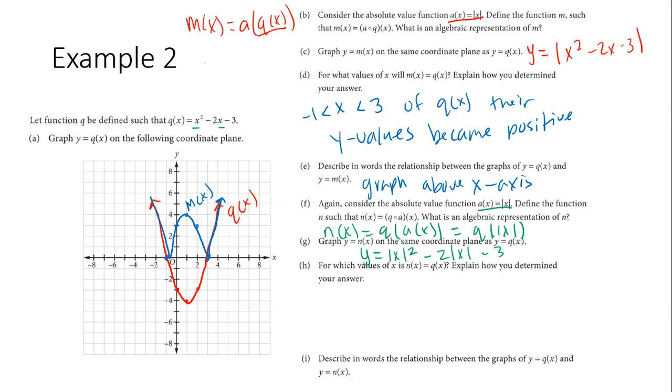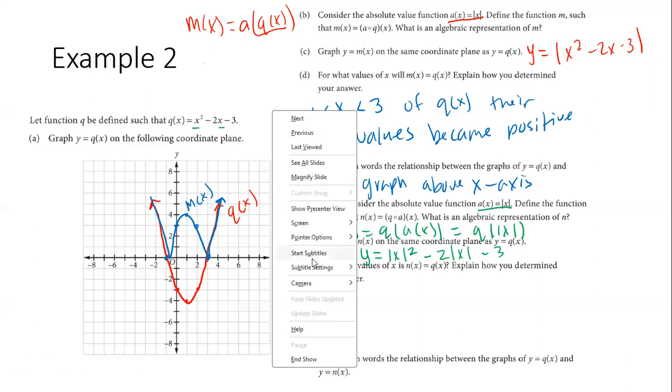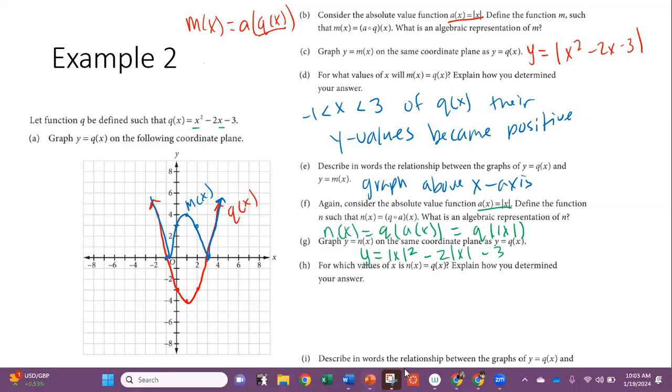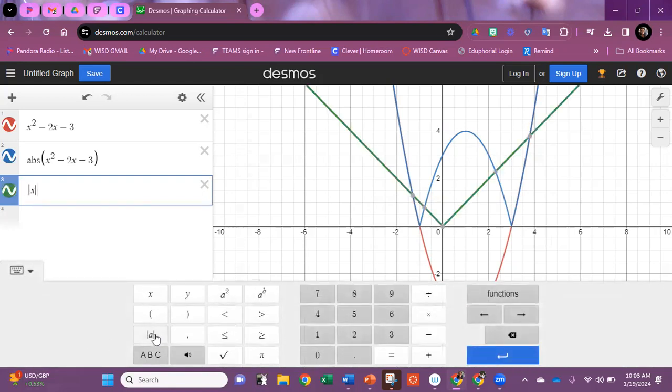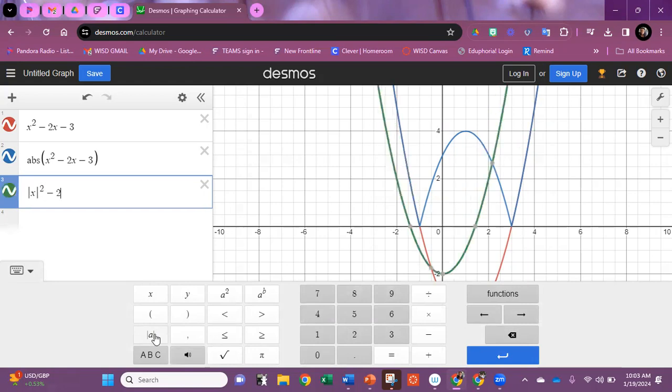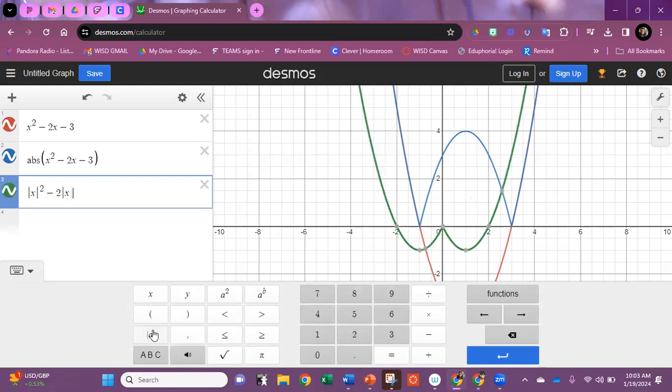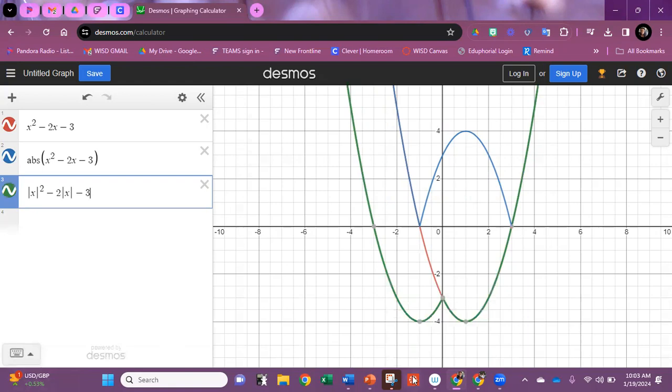So we should be having symmetry with the y-axis. So that means we're just going to symmetry this way. Let's see. All right, here we go. So we have absolute value. I'm going to use absolute value bars of x, and it's going to be square minus 2 absolute value of x minus 3. And did it create symmetry with the y-axis? Do we see it?